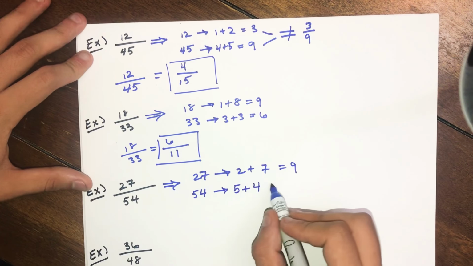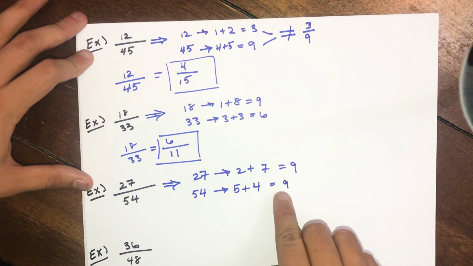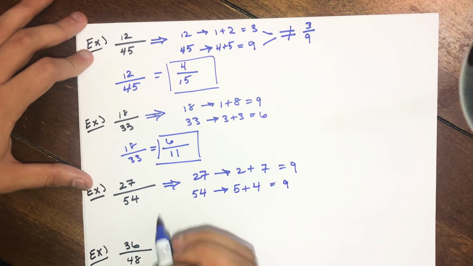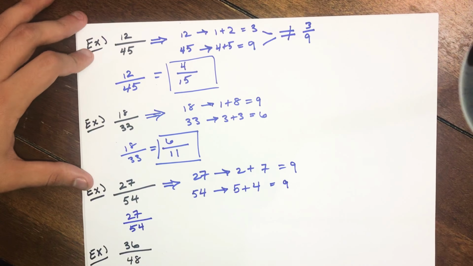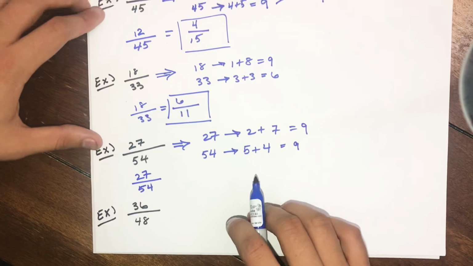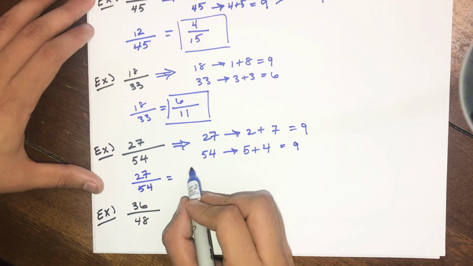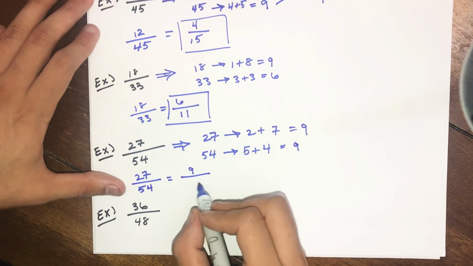5 plus 4, which is 9. Okay, 5 plus 4 is 9. 3 goes into 9. That means 3 goes into 54 also. So we can take out a 3. That means we can take out a 3 from the numerator and denominator. Okay, 3 goes into 27 9 times. 3 goes into 54 18 times.